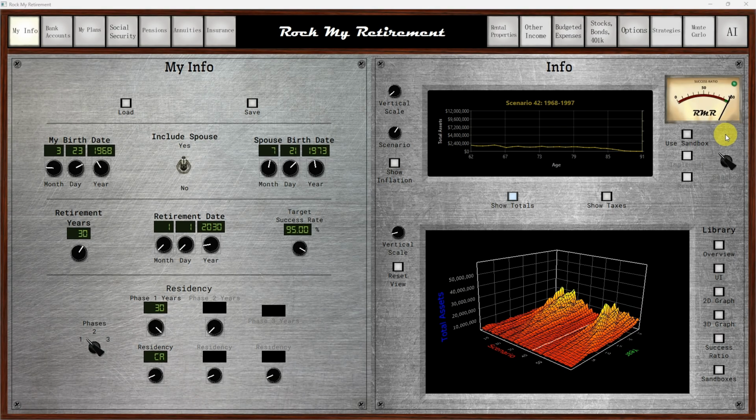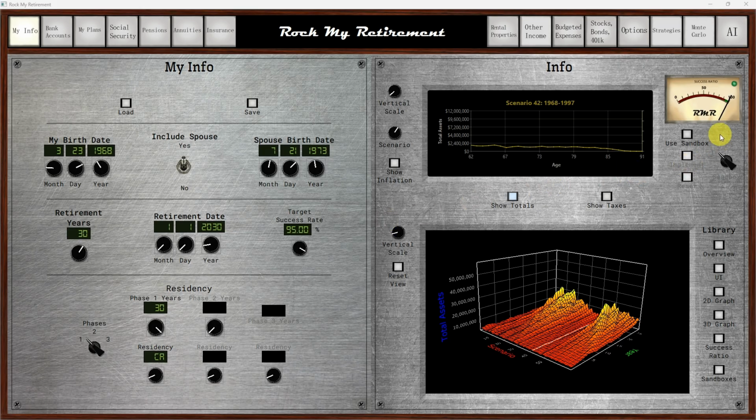That's good. Note that on the left of the My Info menu, there's a knob called Target Success Rate. Use this knob to tell Rock My Retirement what percentage of the simulations need to be successful, in other words, what percentage you don't run out of money in order for you to feel confident in your current retirement plans. Now, here I've set that knob to 95%.